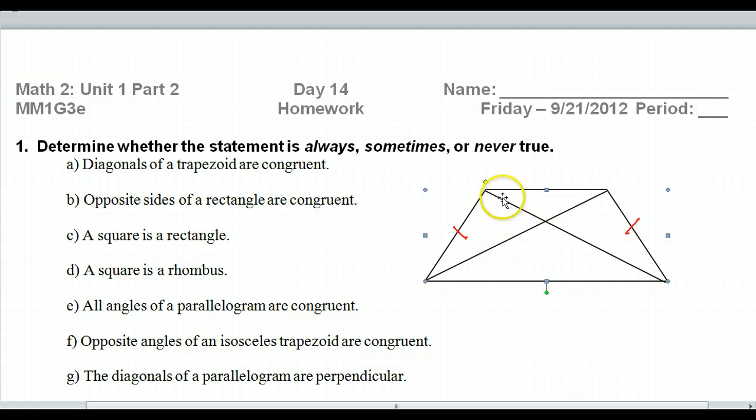If this is not an isosceles trapezoid, let's see, can I change this? No, not really. If it's not an isosceles trapezoid, then the diagonals will not be congruent. So this is going to be sometimes true.